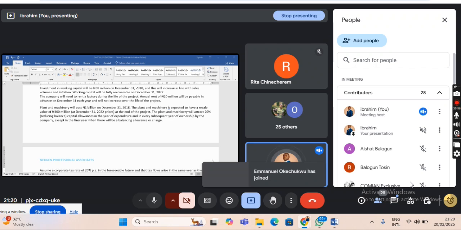A mutually exclusive project means that when you undertake one, you forgo the other one, right? Divisible projects are projects that can be undertaken in parts, in a piecemeal way. You can say, oh, Rita, since you want to buy 5 wigs and you have 100,000, you can buy 2 wigs and leave the others. That is a divisible project that can be undertaken in parts, right?